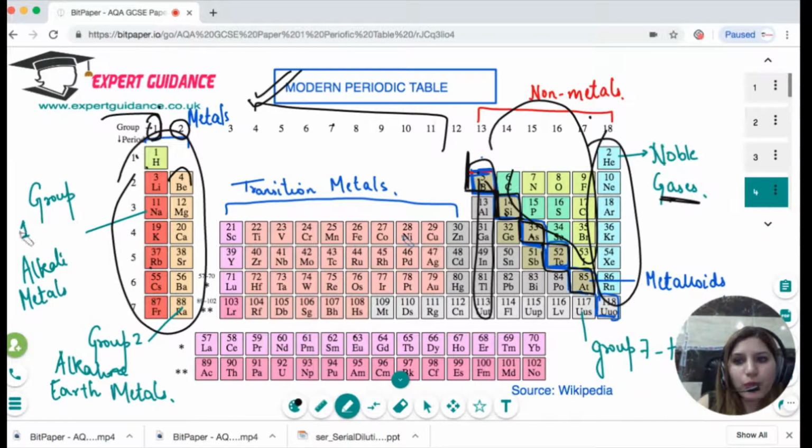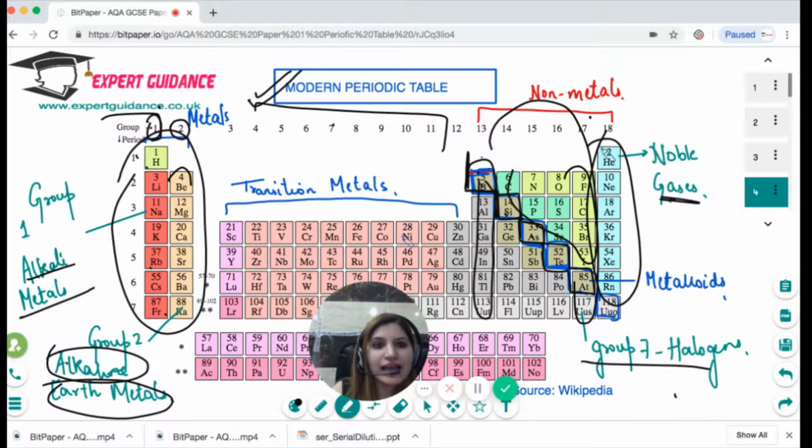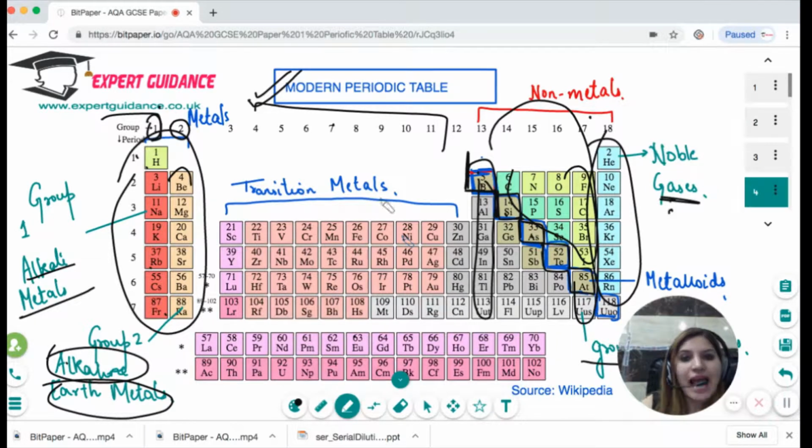Now, group 1 is known as alkali metals. We'll find out why they are known as alkali metals. Group 2 are known as alkaline earth metals. Group 7, that is the whole of this group, is halogens, and group 8 or group 0, the last group of the periodic table, is the noble gases. And the elements which are between group 2 and group 3 are known as transition metals.